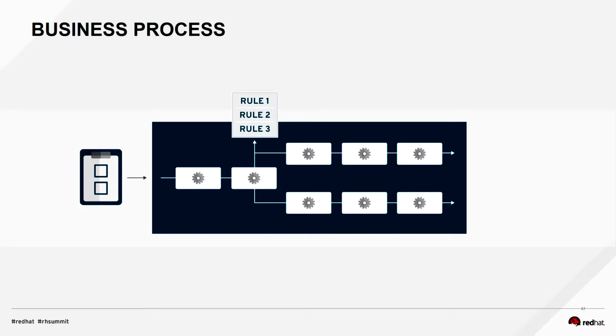So a business process, typically represented like this, is a flowchart, a series of steps. You have work moving through an organization, and then decision points within that process. Most likely you're using business rules to make those decisions. So that kind of introduces this next technology, business process management.